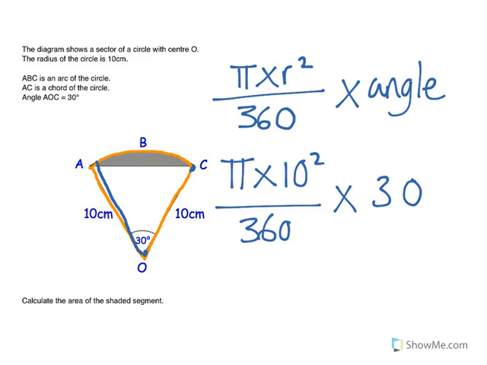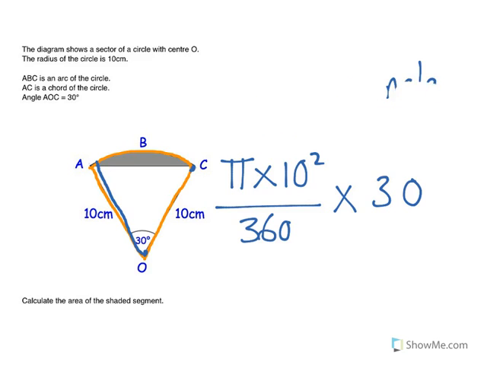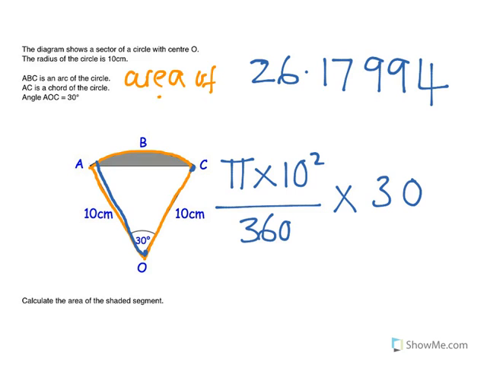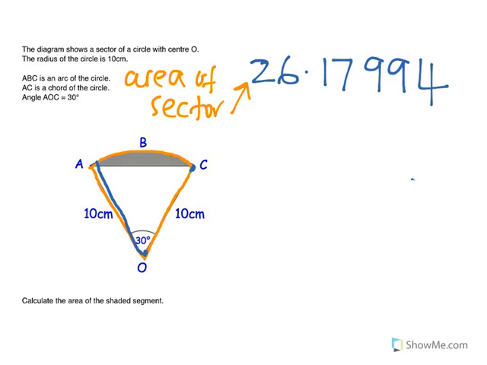And that comes out at 26.17994. Now remember to take plenty of decimal places when you're part way through a calculation. Only round to 1 or 2 decimal places right at the end, because you don't want inaccuracies with your final answer. Okay, so that's the sector. What I need to find now, I'll just note that down, area of sector, and that's what we have here. And then we'll have a look at trying to calculate the area now of this triangle.